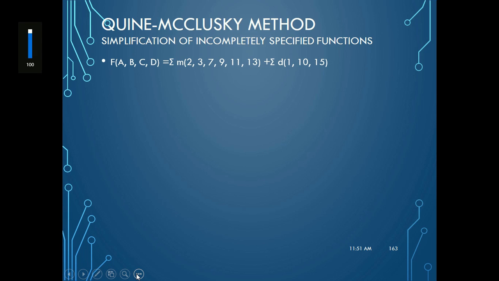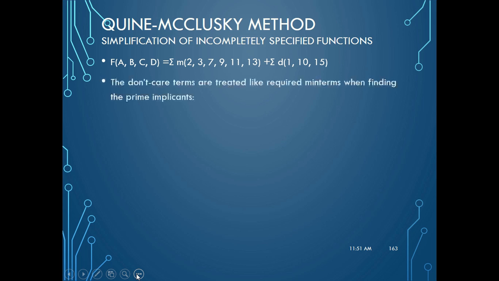that is equal to summation of min terms 2, 3, 7, 9, 10, 11, 13 with don't care conditions, that is summation of don't cares, min terms 1, 10 and 15 being included. Here the don't care terms are treated like required min terms when finding the prime implicants. When you are solving incompletely specified functions, we have to consider these don't care conditions also as min terms that have to be included in the Quine-McCluskey method. So don't leave out the don't care conditions.